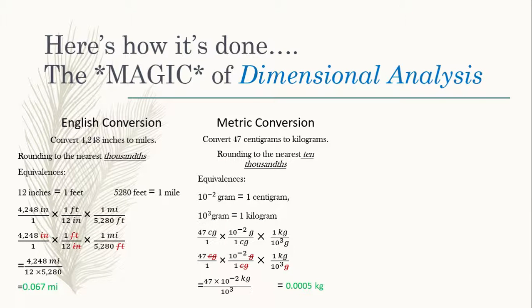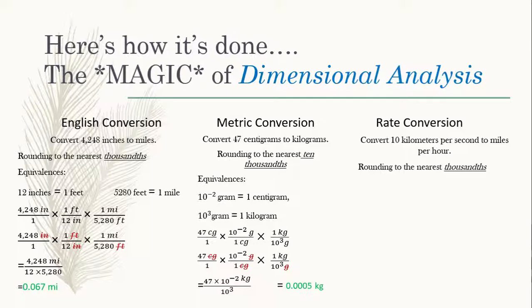Okay, the next one might be a little tricky, however, if you follow along, it's perfectly manageable. This is different from the other two problems we did, since this one deals with simultaneously converting two given units into another two desired units. Convert 10 kilometers per second to miles per hour, rounding to nearest thousandths. We are back to rounding our final answers to thousandths.